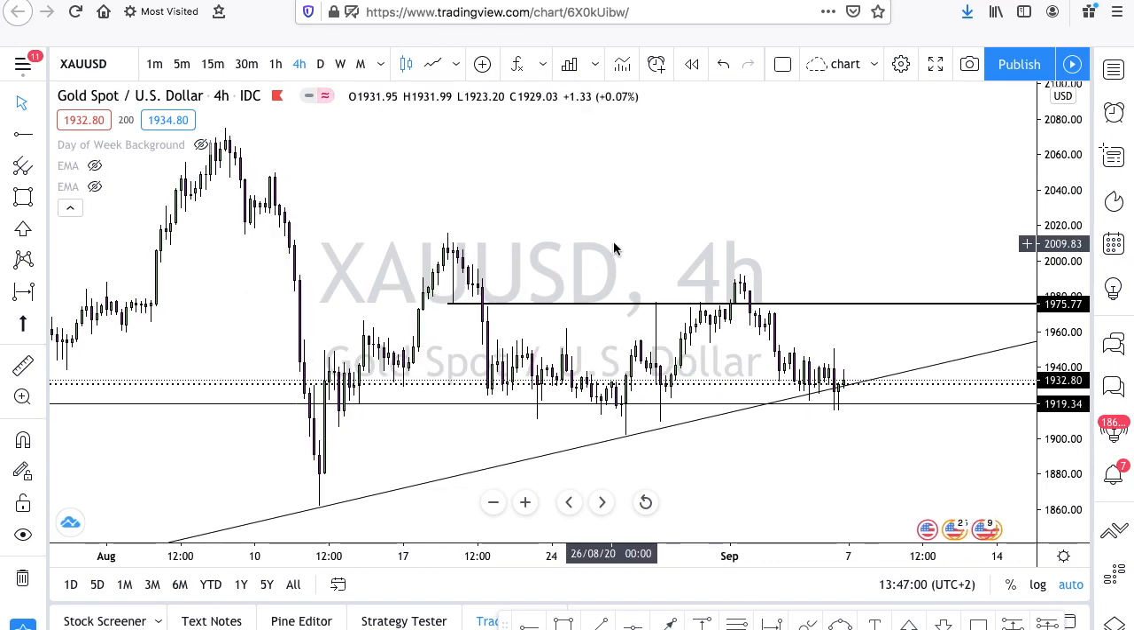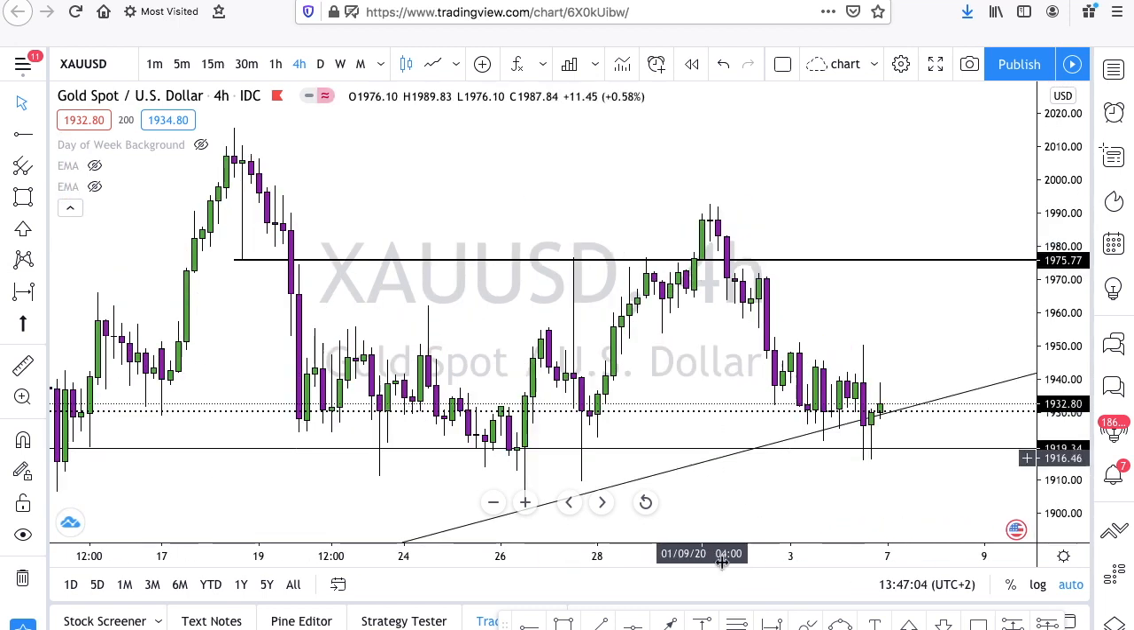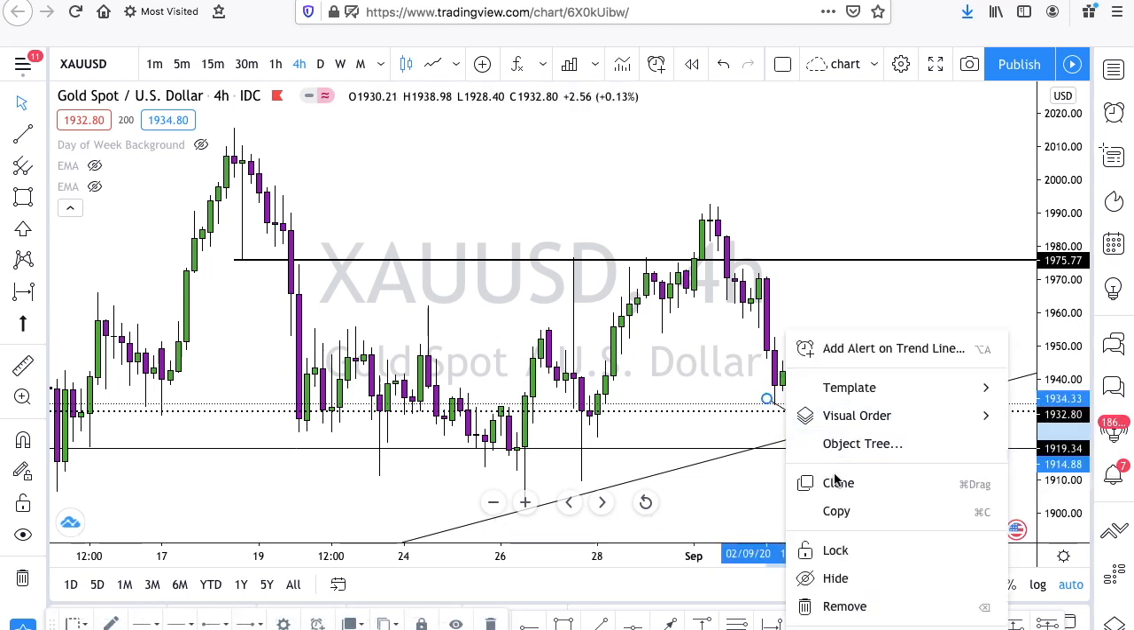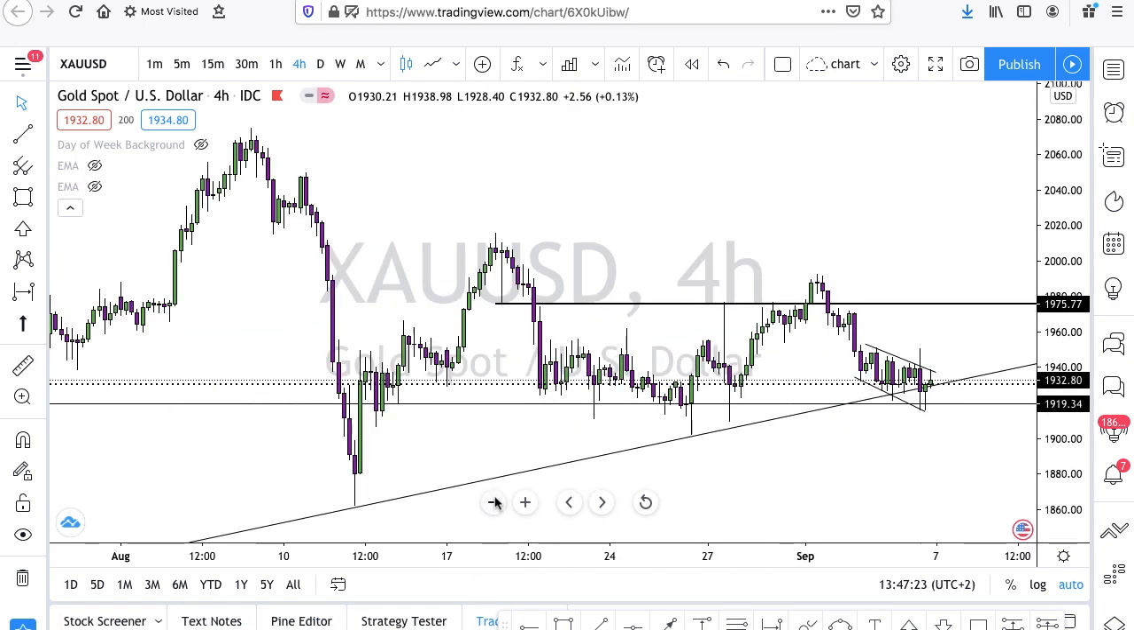So what am I seeing there? On gold, there's this bearish triangle trend line it's making. It's finding support there, and it's been finding resistance there. So two things can happen here.